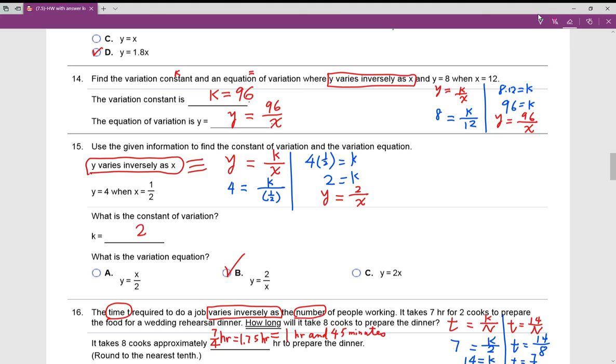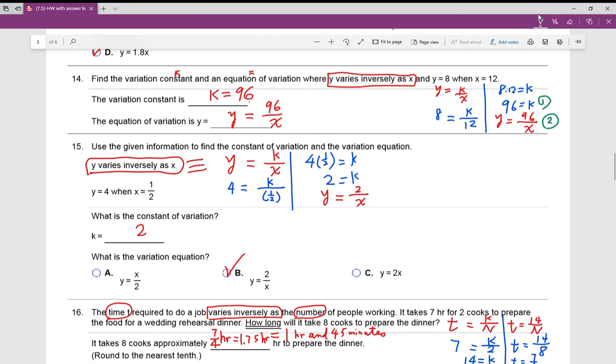Number 14, same thing. Y varies inversely as x. So you need to remember the right formula and then solve for k. After you solve for k, then you plug k back into your equation, and you have the function.